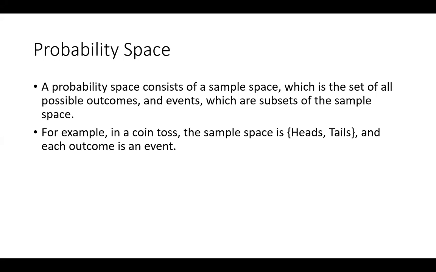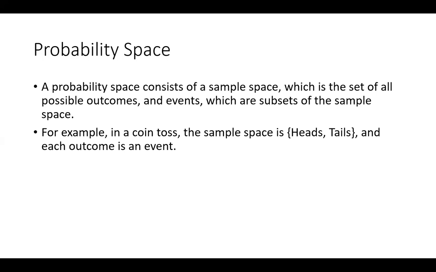Probability space definition. A probability space consists of a sample space, which is a set of all possible outcomes. For example, if you flip a coin, the probability space is heads, comma, tails, because only one of these can come. Either heads can come or tails can come. Nothing else can come. There is no side coming.